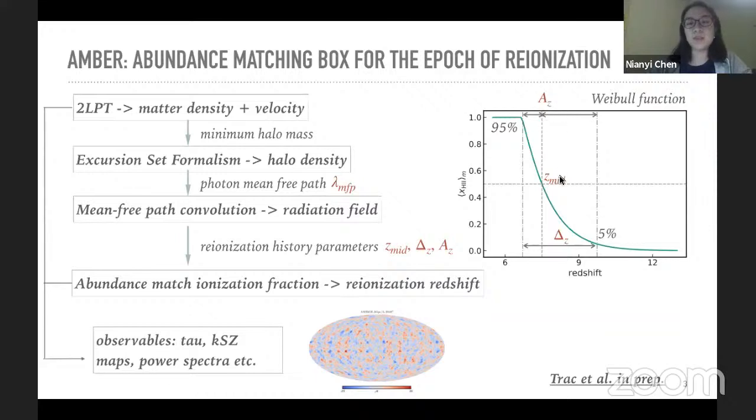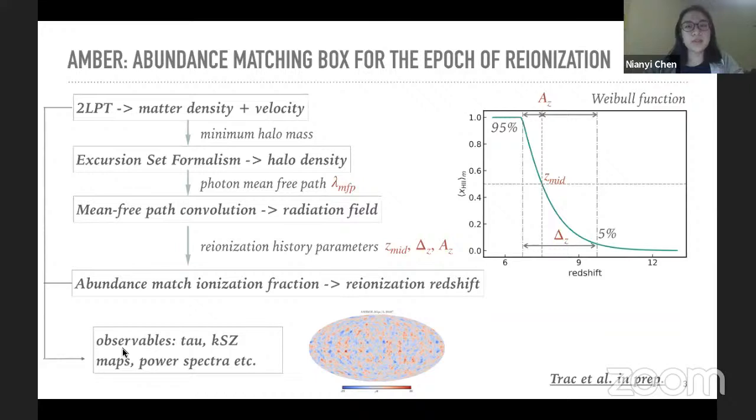So with these three parameters altogether and the Weibull function, we're able to parameterize the reionization history as a direct input into the simulation. And then with this reionization history, we will abundance match against the radiation field to construct the reionization redshift field. Combining all of these fields, we're able to produce observables like the tau and kSZ maps and power spectrum from the simulation.